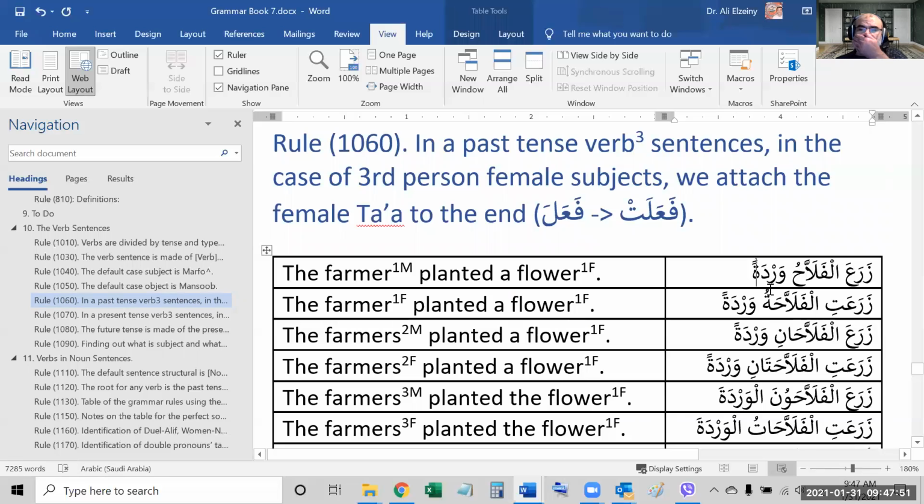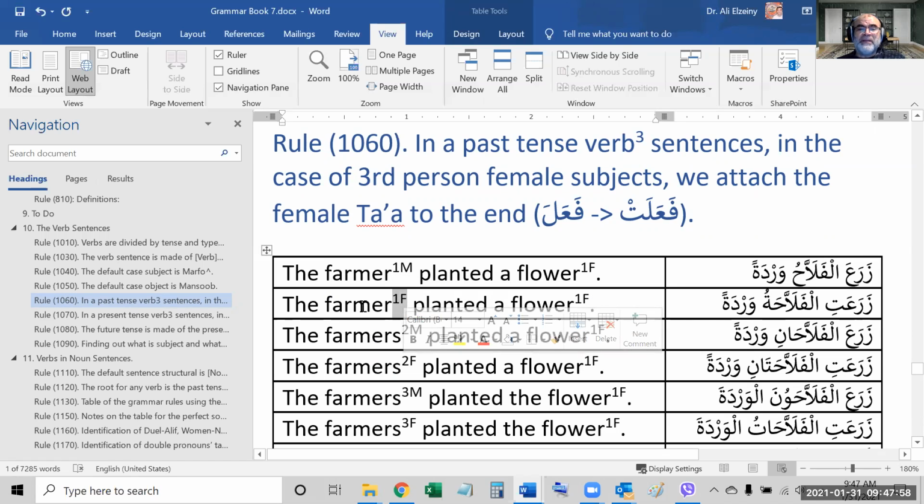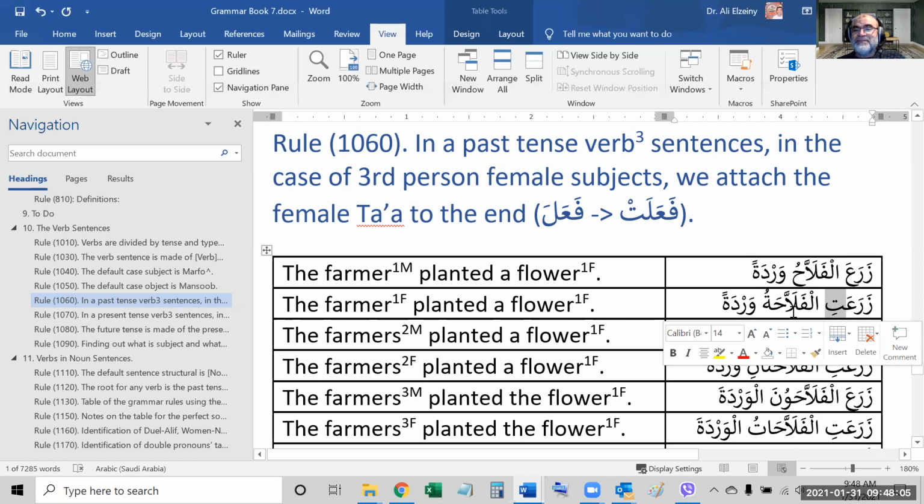Okay. Now, what if instead of the farmer being one male, we make it one female? Then all you need to do is just add a تاء at the end. Okay. So زرعت. Instead of زرع it becomes زرعت. So زرع الفلاح وردة becomes زرعت الفلاحة وردة.